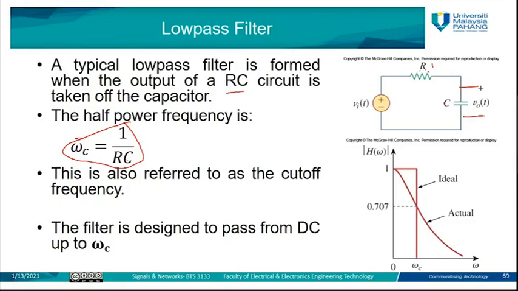So you have R, you have C. If you know the value of R and the value of C, you can easily find the value of the cutoff frequency, omega C or FC. Okay, so we talk here about omega C equal to 2 pi FC.